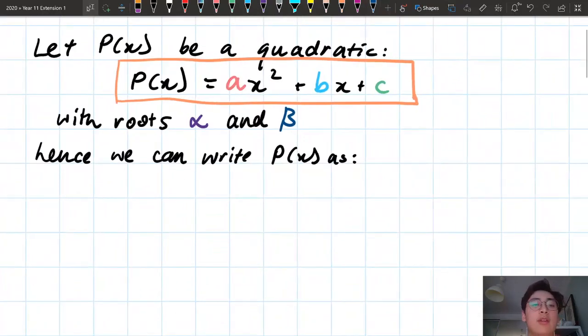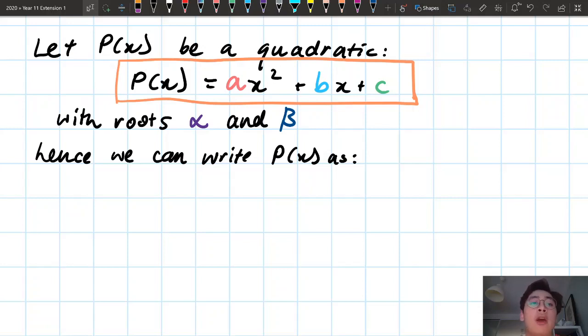Here's the setup that we have. Let P of x be a quadratic, and in the orange box we have what that quadratic is. P of x is equal to ax squared plus bx plus c, and it has two roots, which we're defining as alpha and beta. So we have the two values that, when we sub them into x, give 0 for this polynomial: alpha and beta.